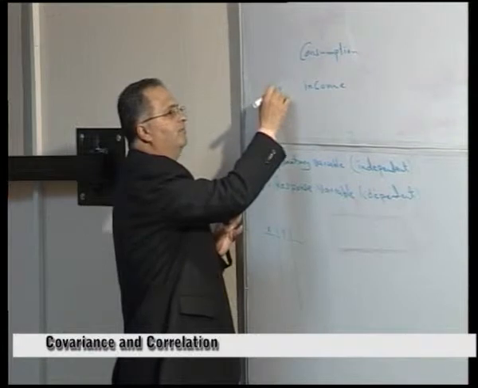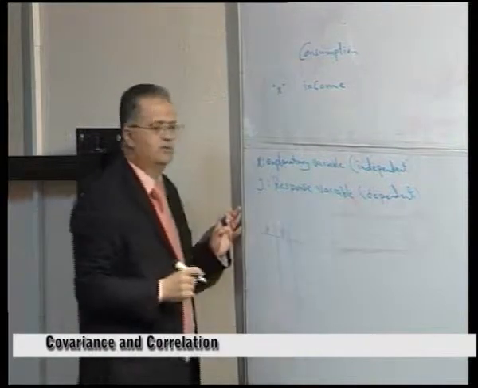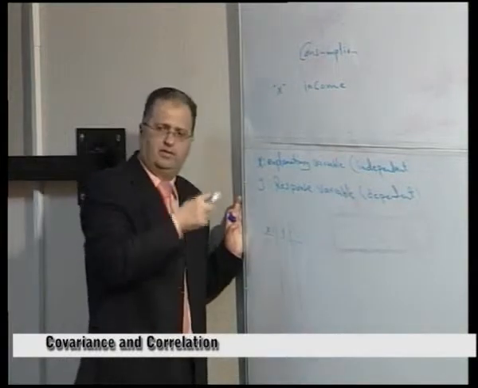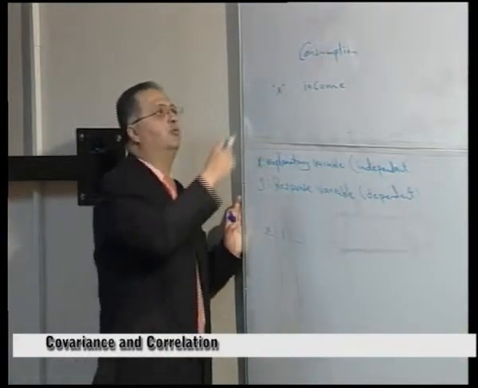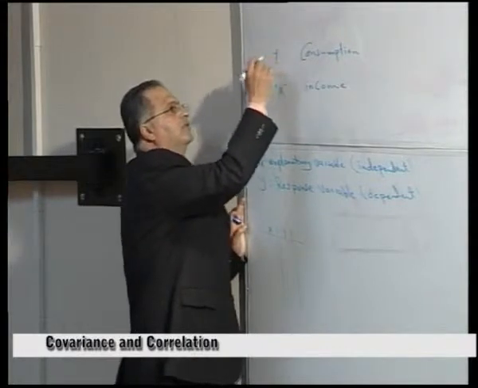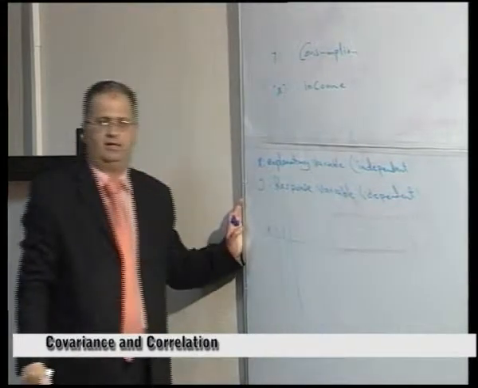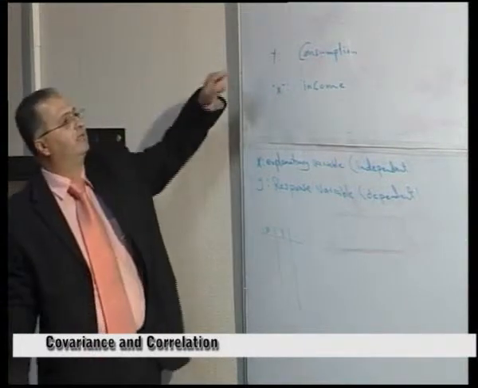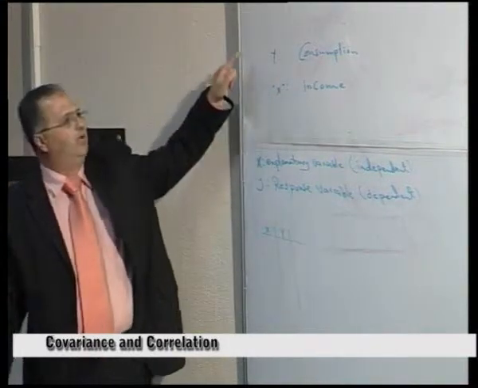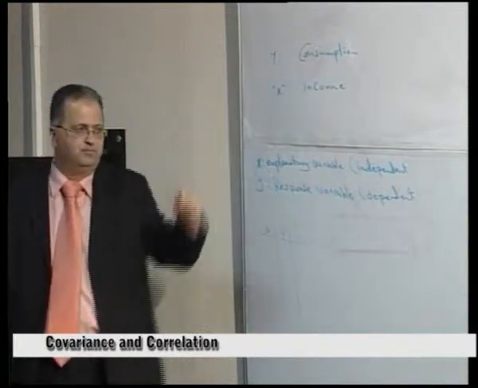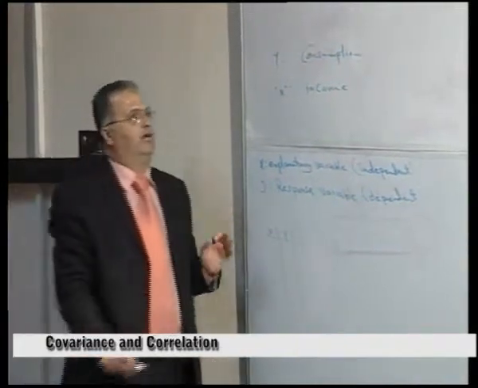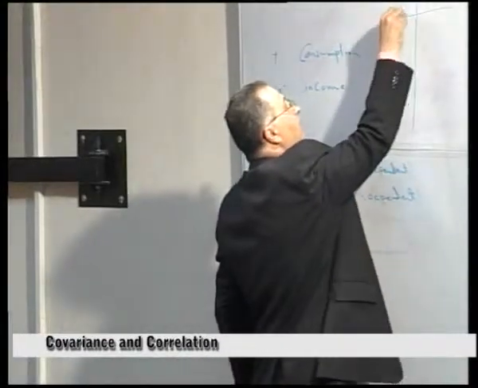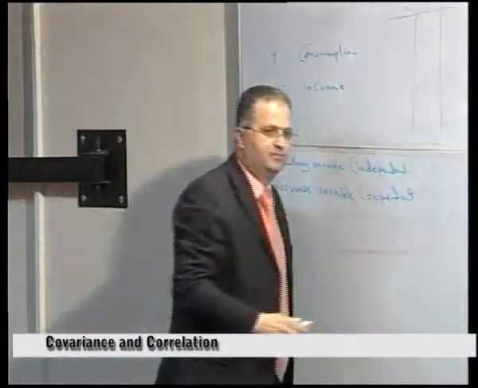In this case, income is your x. Most of the time we use x for the independent variable and y for the dependent variable. So in this case, the response variable or your outcome or the dependent variable is your consumption. So y is consumption, x is income. So now in order to determine the correlation coefficient, we have the data of x and y.